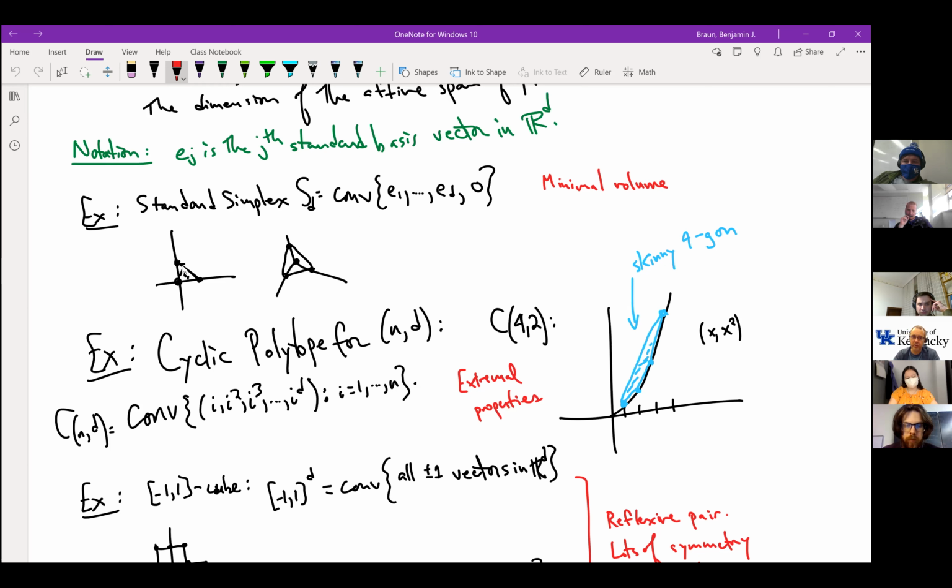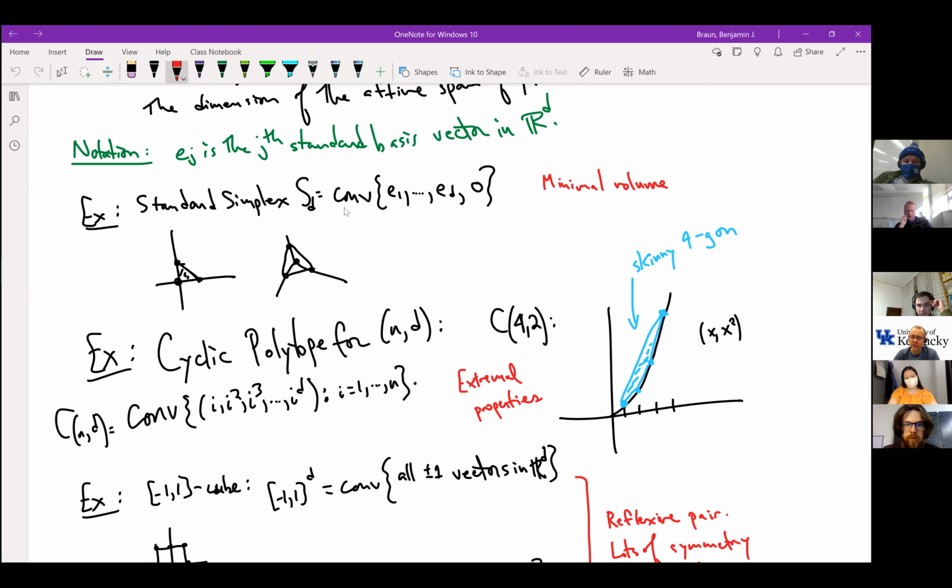And so in R2, it's just E1, E2, and the origin, you get a little triangle. In R3, you get this tetrahedron. It's not a regular tetrahedron, right? But you can see it's just like this little corner with the origin and the standard basis vectors.